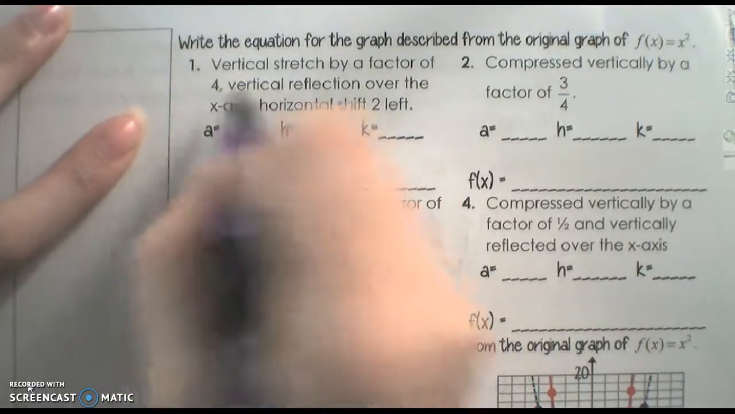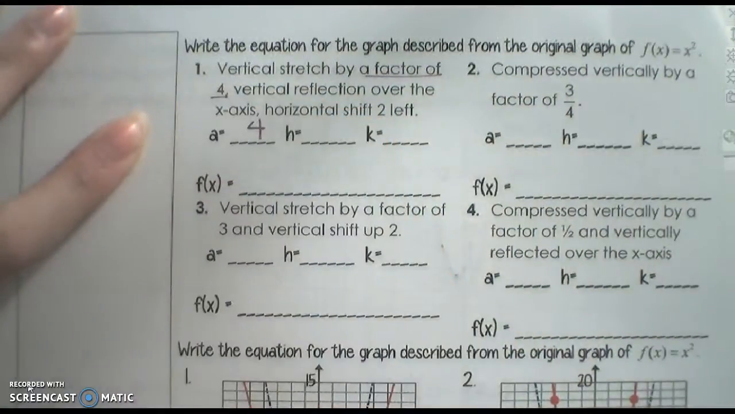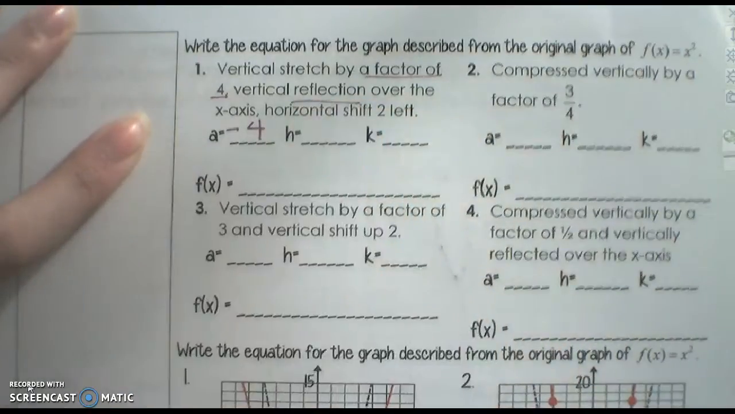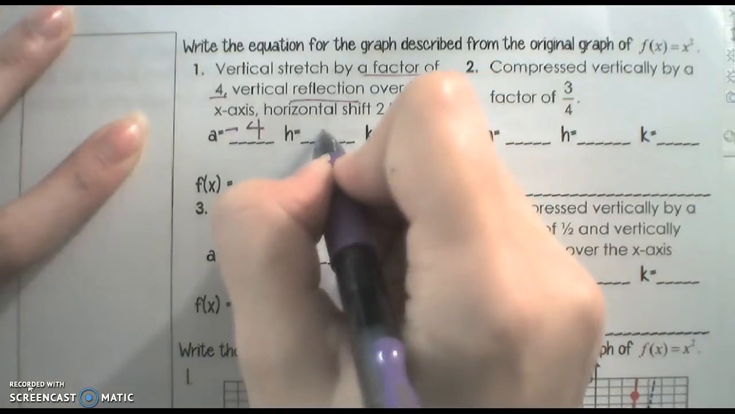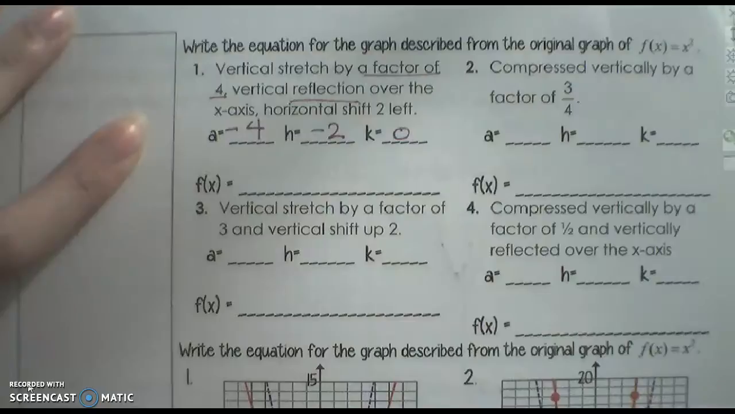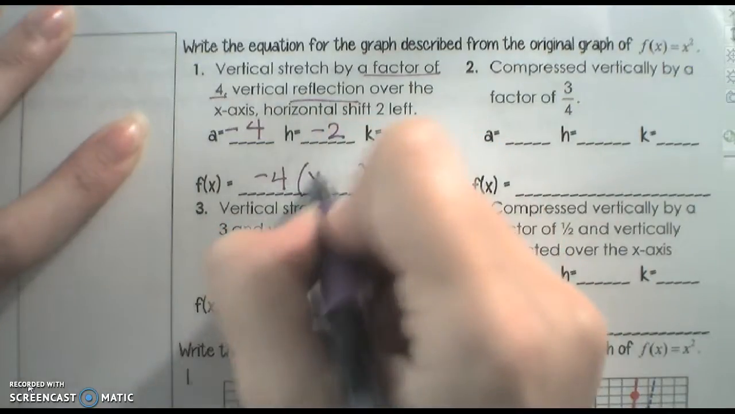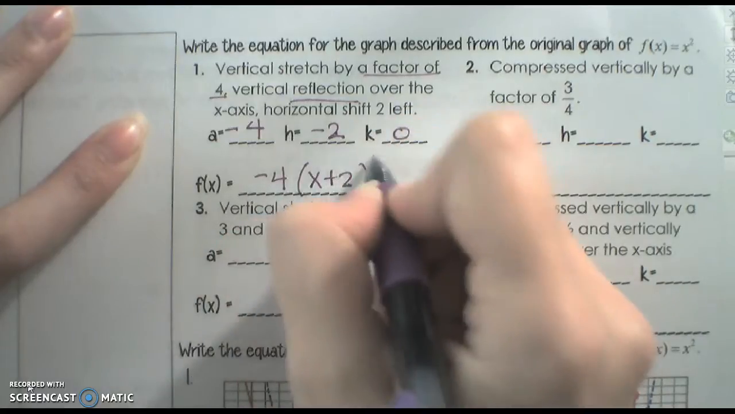So if we have, for a stretch of 4, we want A to be 4. We also have a vertical reflection, so we want that to be a negative in front of the 4. And then 2 units to the left, so we want it to be minus 2. And no up or down. So we have a negative 4 in front, in parentheses, and x, and we go the opposite of our h, so plus 2. And then squared.